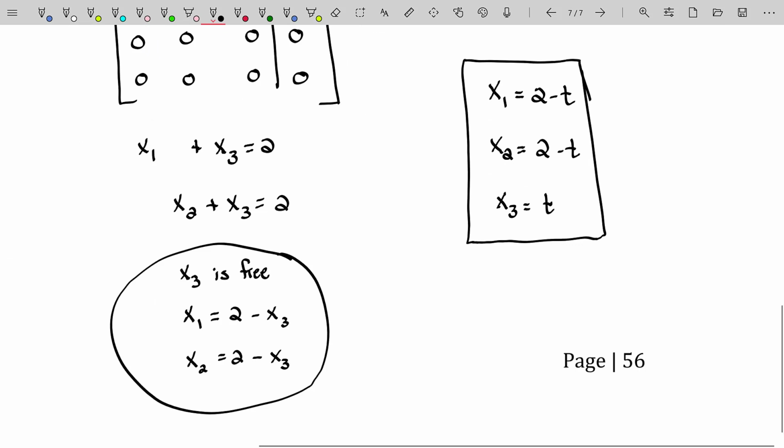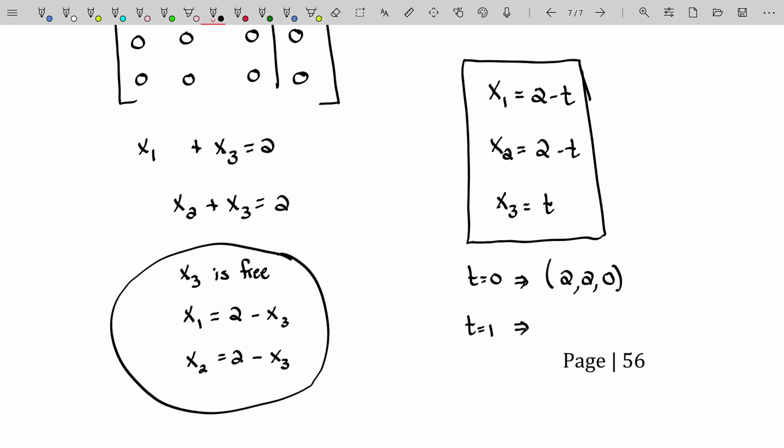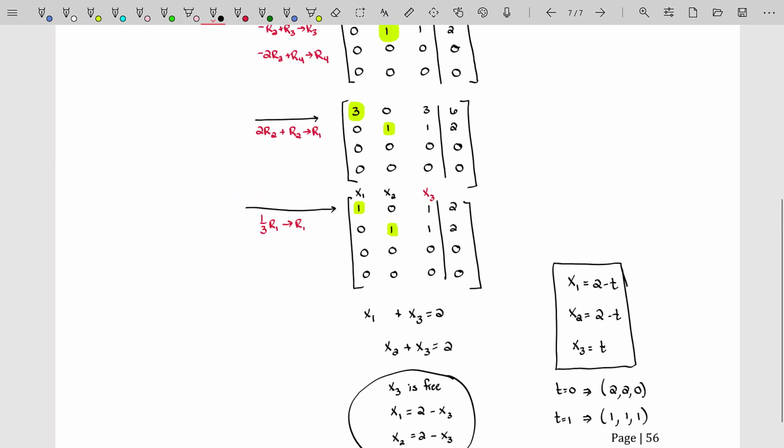For example, if t were equal to 0, the solution associated with t equals 0 would be 2, 2, 0. If t were 1, well, the solution associated with t equals 1 would be 1, 1, 1. And you could do this all day long. It's an infinite number of choices.